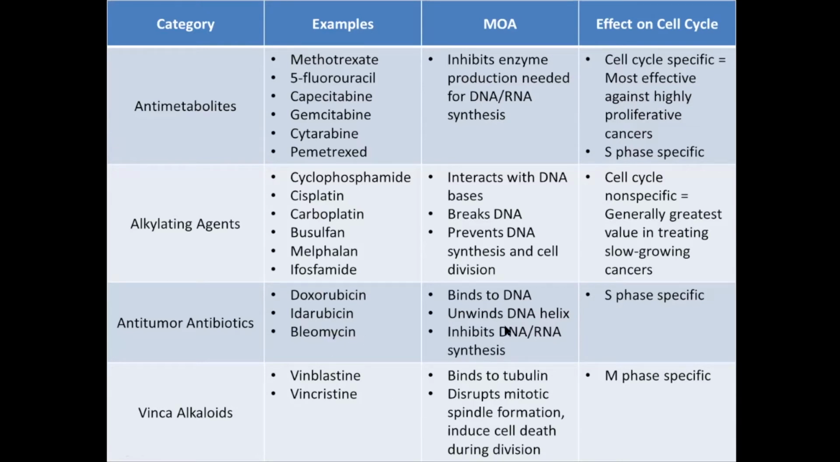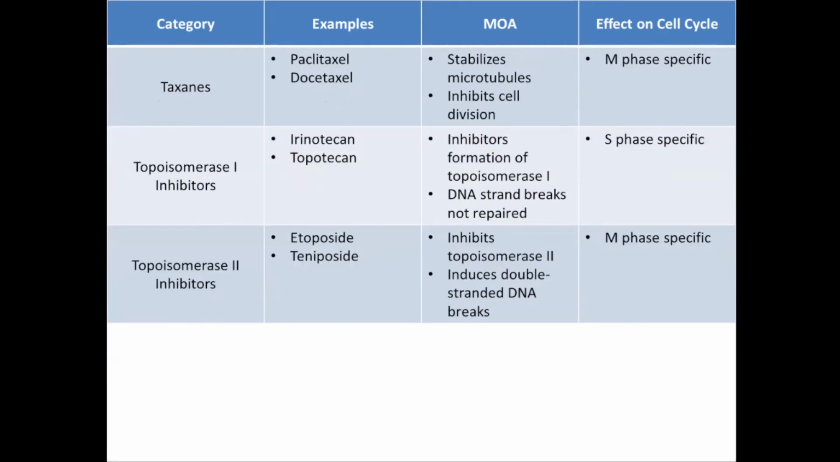Again, anti-tumor metabolites unwind the helicases and therefore are specific during S phase, as their specific mechanism of action. Vinca alkaloids disrupt the mitotic spindle formation and are M phase specific. Taxanes stabilize microtubules, pausing the cell in M phase. And then topoisomerase inhibitors induce double strand breaks as well as inhibiting one of two specific enzymes.